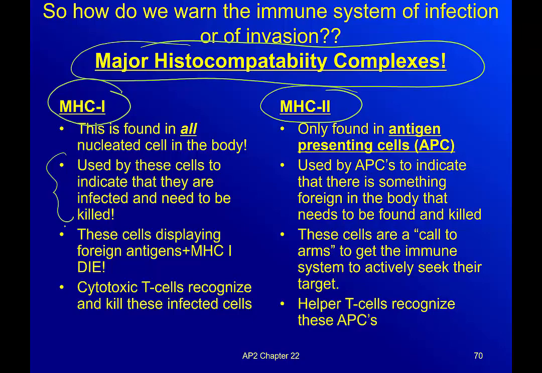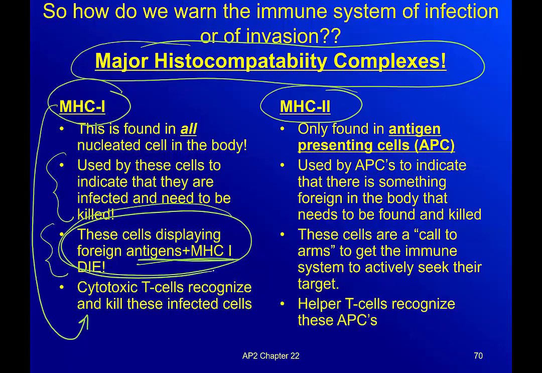Okay? So these cells displaying foreign antigen MHC1 complexes are going to die. Your body is very intentionally going to kill them because they are not normal cells. Who recognizes MHC1? Cytotoxic T cells do. Remember that cytotoxic T cells are the ones killing the cells that have been invaded. So this makes sense. They kill infected cells. This cell is infected and basically displaying something saying, hey, I'm infected. So the cytotoxic T cell goes and kills them.